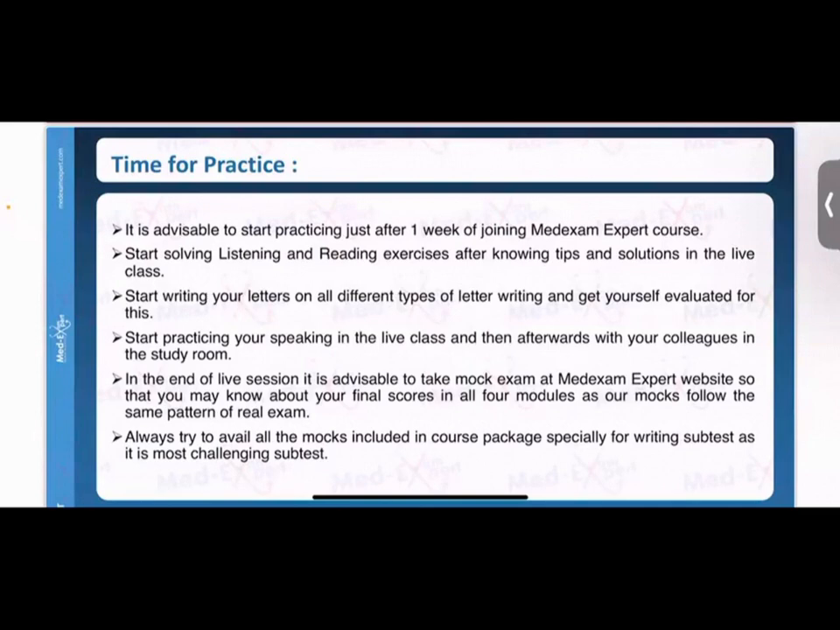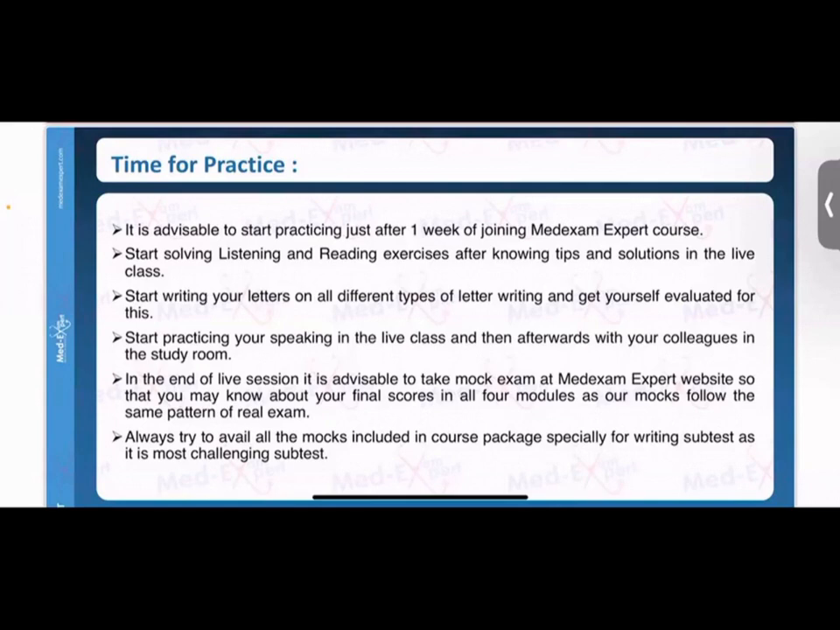Start solving listening and reading exercises after knowing the tips and solutions in the live class, because one of the features of our course is that we provide live sessions along with a mentor. In the listening and reading classes, you will be given tips and solutions to follow, so that you can solve your exercises and find the answers.